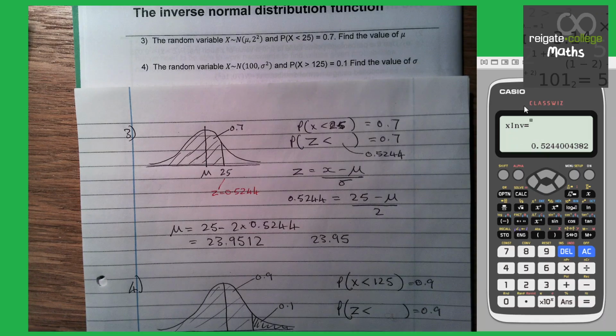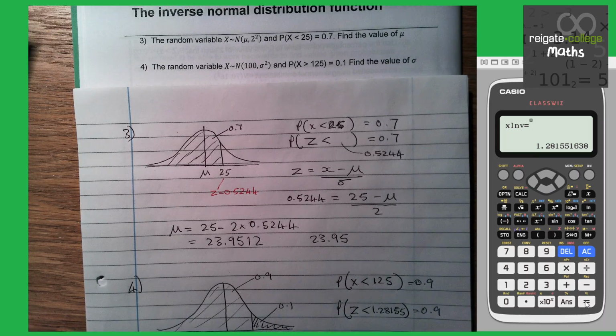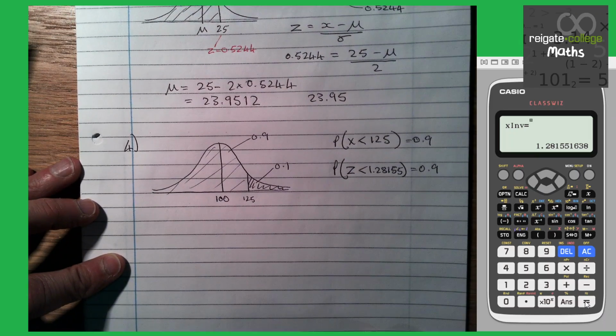So we're going to go to our calculator again. Here it is. Let's get rid of the previous one. We want area 0.9 now, and we're going to press equals, and we get 1.28155. Let's put in 1.28155. That's what I've used in my original working. Push this up a bit higher so that you can see it.